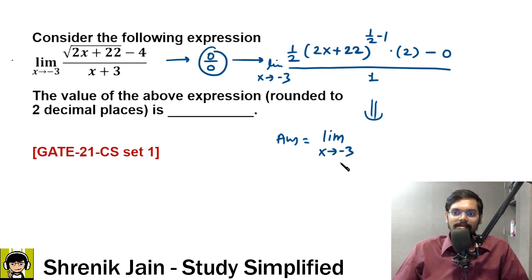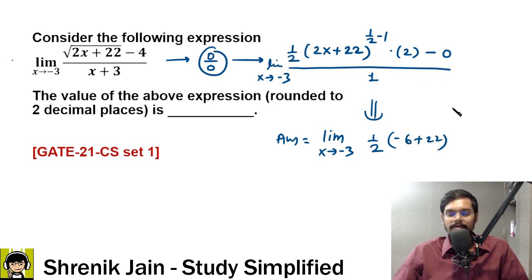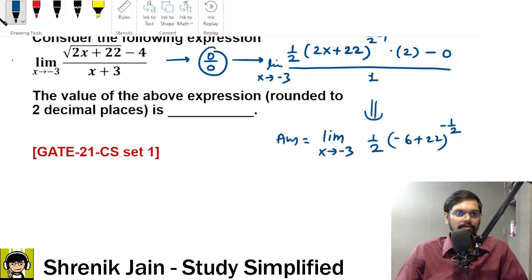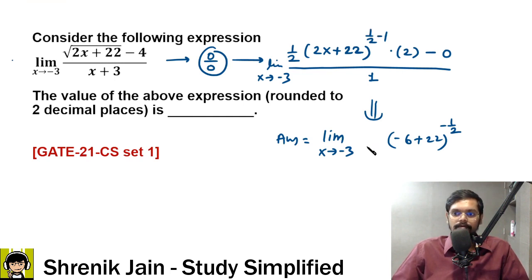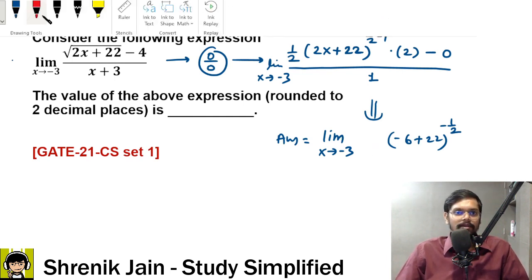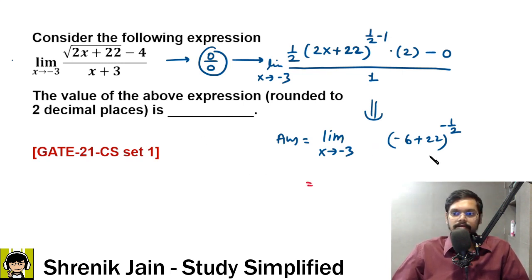x tends to -3. Now if I do the direct substitution, it would be -3 into 2 is -6, plus 22, the whole power half minus 1, which is minus half, and this 2 gets cancelled with this half, so I can erase this half. Okay, so finally, anybody in the comment section, what is the answer? Sir, this thing is 16. Yes, and then 16 the whole power minus half.